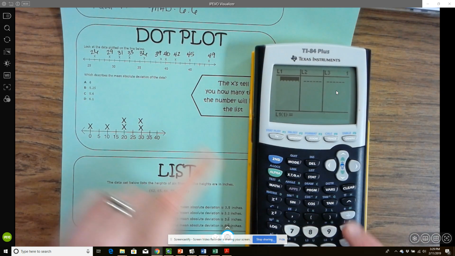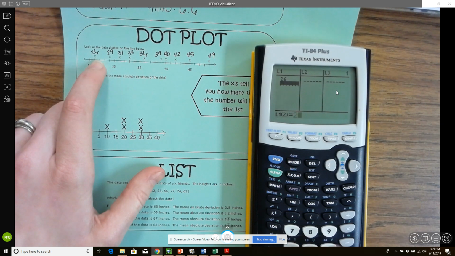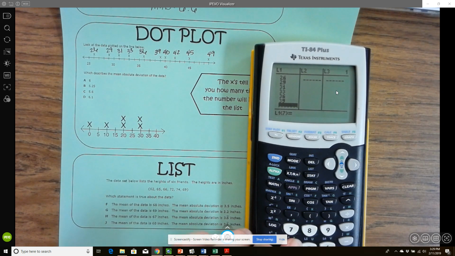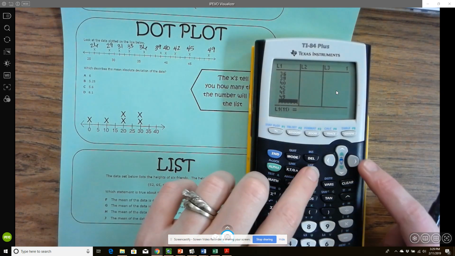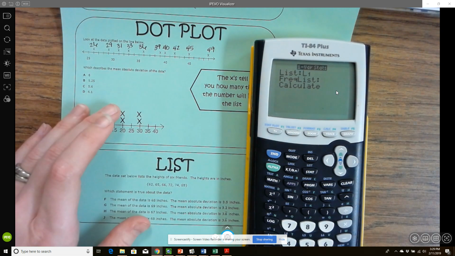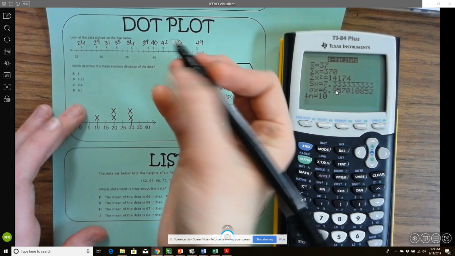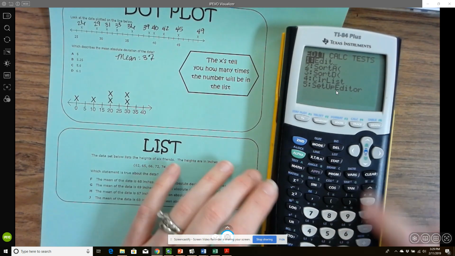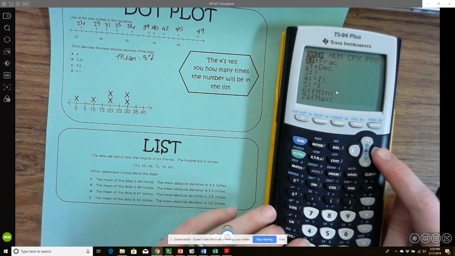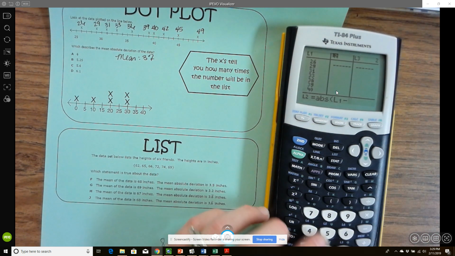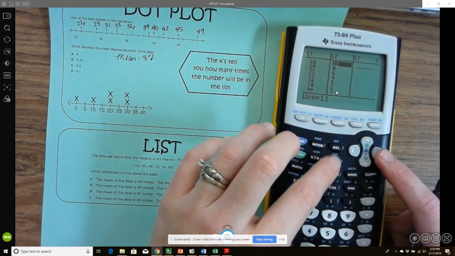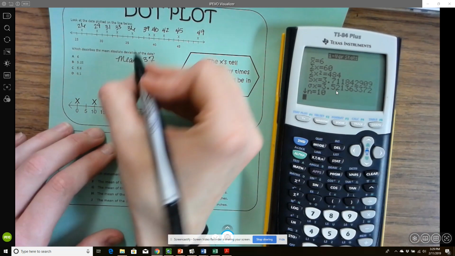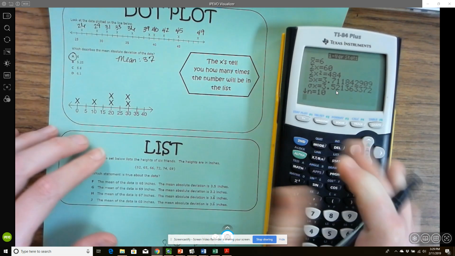So same thing, go to stat and enter your numbers. And then stat calc 1, make sure it says list 1. And so I get a mean of 37. And then up here to list 2, math over 1, L1 minus my mean. And then stat calc 1, change this to list 2. And my mean absolute deviation would be 6.